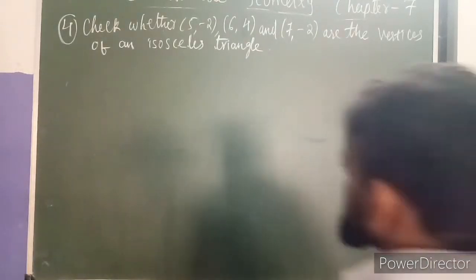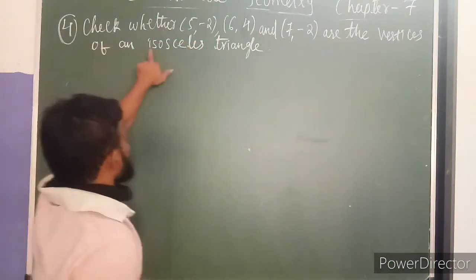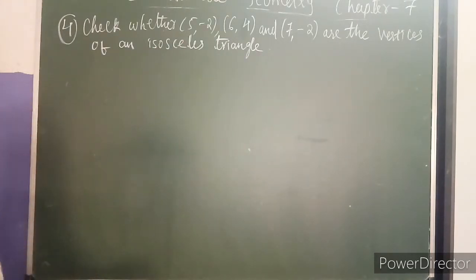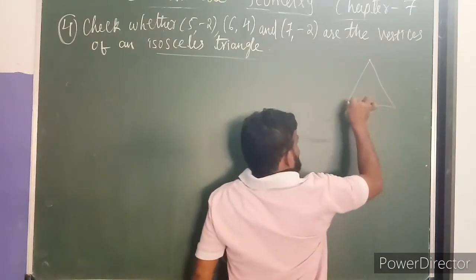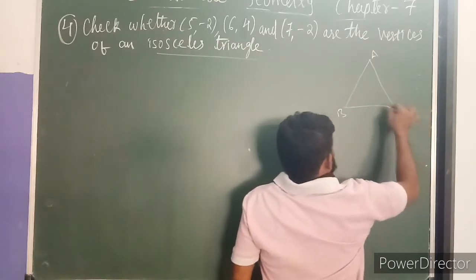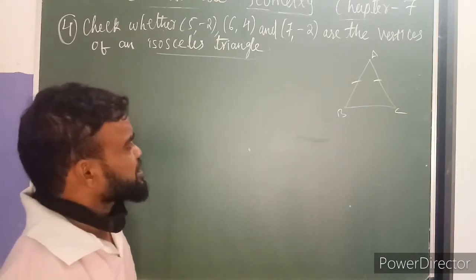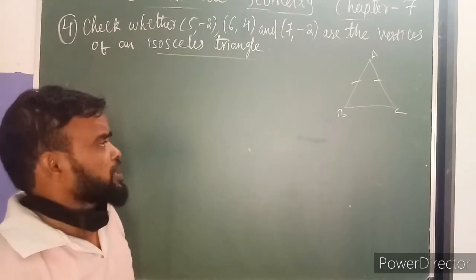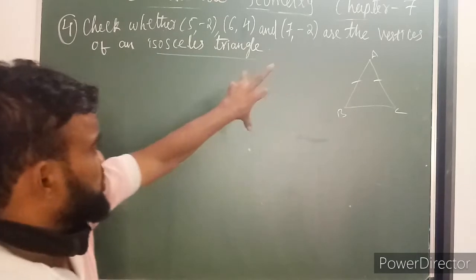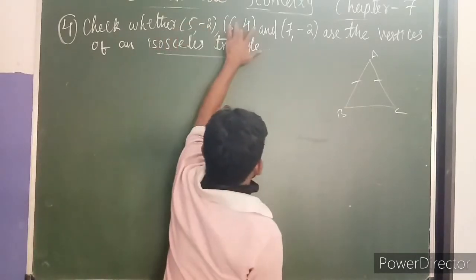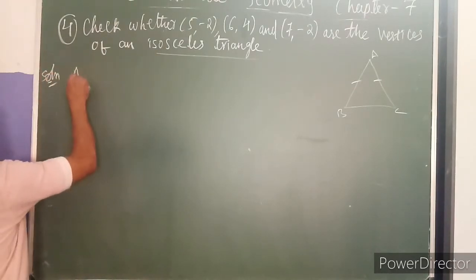So here is the fourth question: check whether 5, minus 2, and 6, 4, and 7, minus 2 are the vertices of an isosceles triangle. So what do you mean by isosceles triangle? We know that for any triangle, just assume A, B, C, if at least any 2 sides are equal, then we call it an isosceles triangle. At least 2 sides are equal in length, then the triangle is said to be an isosceles triangle. Now we have to find AB, BC and CA. Let us start. So, solution.